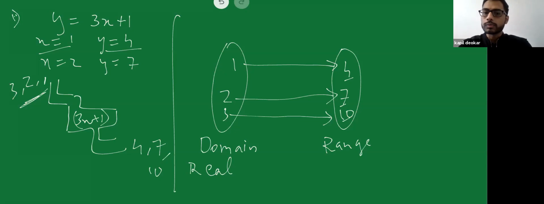So if I put 1.1 as my answer, maybe in that particular case, I'll get 5 also as my output. So even my range in this particular case could be from minus infinity to infinity. The numbers which have been mapped over here, 4, 7, and 10, are called images. And the numbers over here, 1, 2, and 3, are called pre-images.